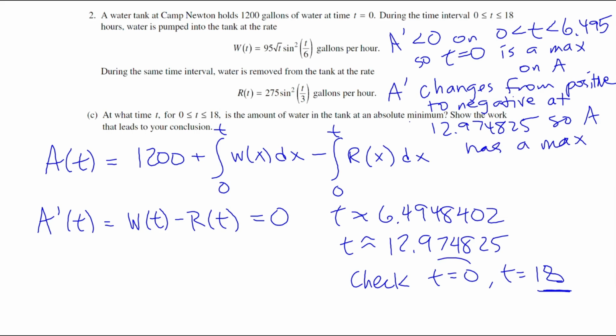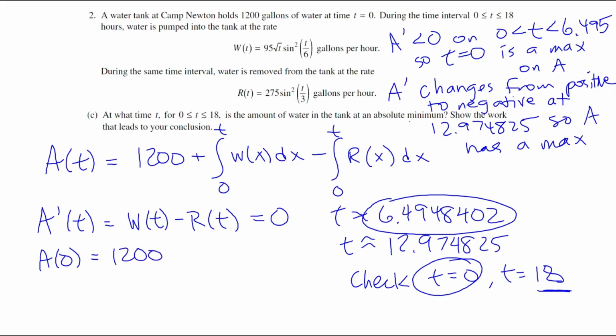So our only 2 minimum possibilities are 0 and 6.4948402. So we're going to evaluate A of 0. Well, we know A of 0. A of 0 is how much was in there at the start, which was 1200. And then we're also going to find A of 6.4948402, which just means we're going to plug that in for t up here in our integral.